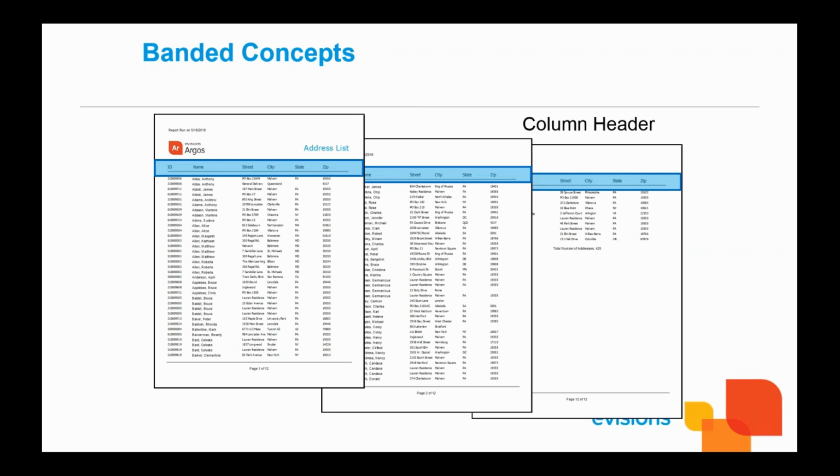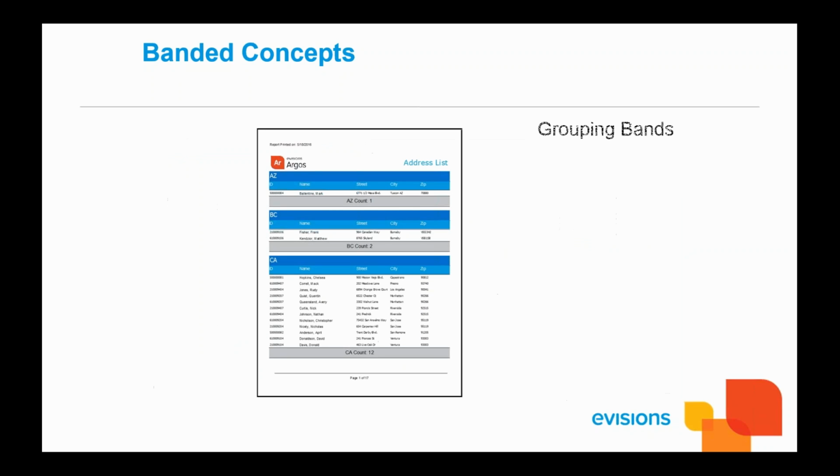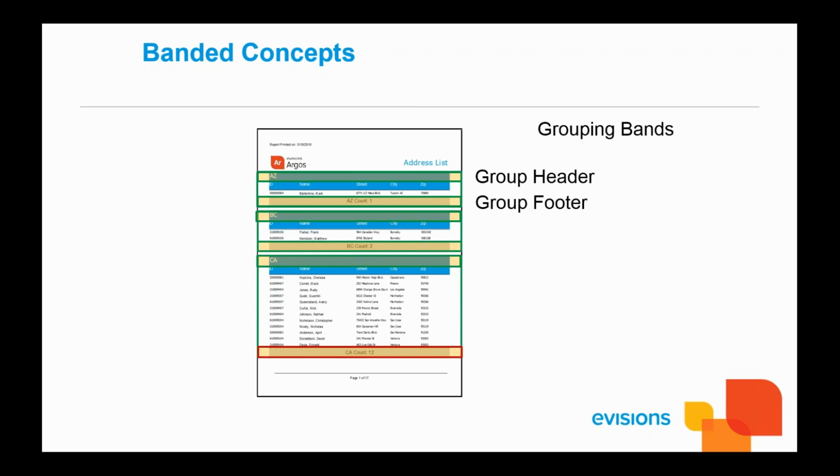The next band is a grouping band. There is a group header that defines the beginning of a band and a group footer that defines the end of the band. Grouping bands are bands that group detailed records based on a definition. In a grouping band, the header band is required and the footer band is optional.